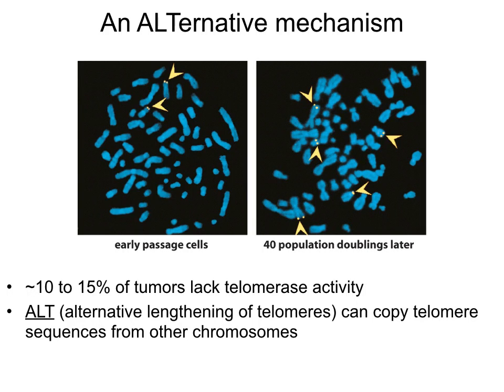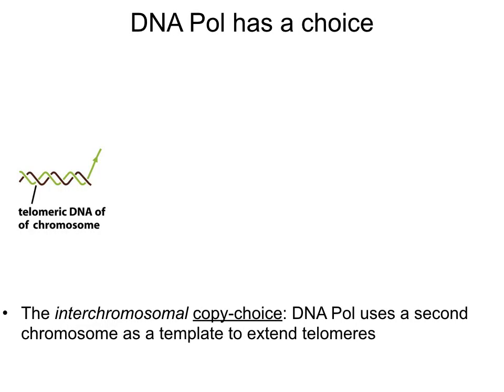So it turns out that there are alternative mechanisms, known as alternative lengthening of telomeres mechanisms, that can actually copy telomeric sequences from one chromosome to another. As we'll see, we can think of this as being akin to template switching or gene conversion, but right at the end of a chromosome, that can allow for the extension of terminal sequences.